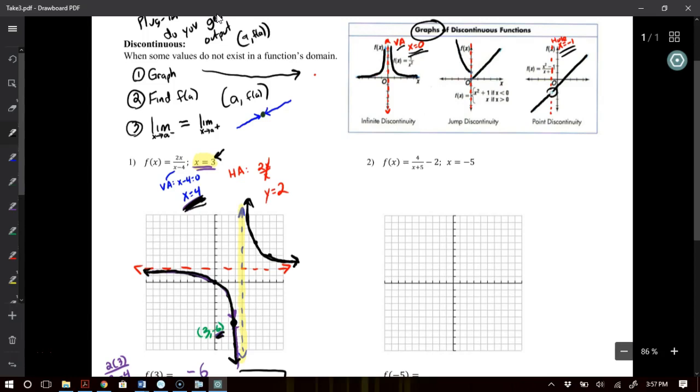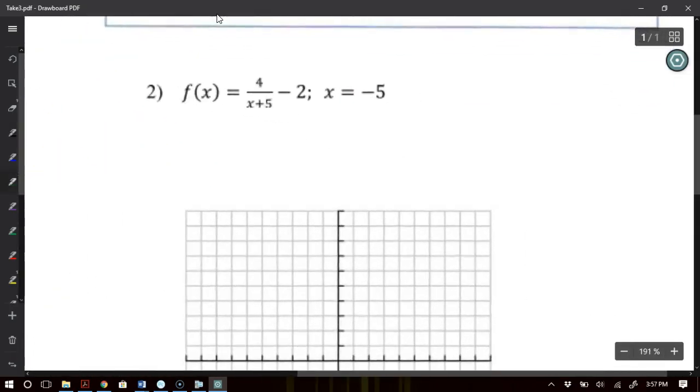3 was good. Only 4 is where it doesn't exist. So kind of use that as a warning when you're working, that you know what the answer should be before you really do the problem when you're dealing with rationals. So let's do number 2.